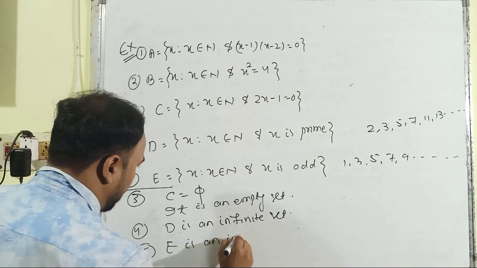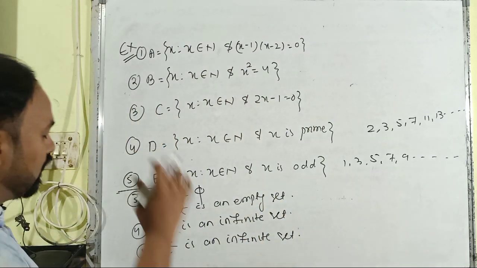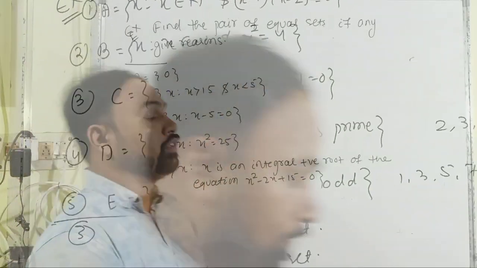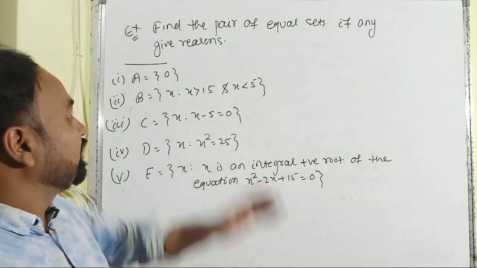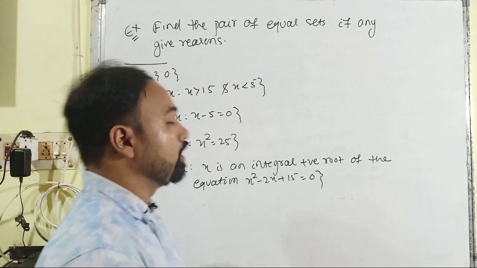is an infinite set. So these are the solutions of these 5 examples. Then let us move towards another example. Let us come to the last example of this video session, and it has been given to find the pair of equal sets in the given regions.